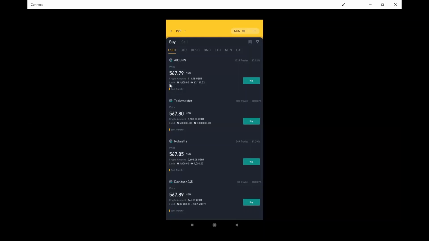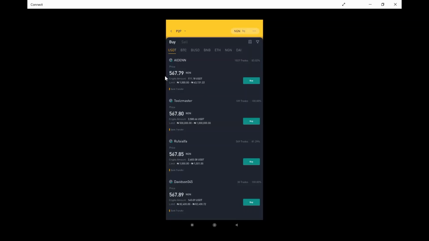Now, under there, we have what we call limit. The limit is Aiden's sell limit. What does that mean? With limit, you have a lower and an upper limit, the least and the highest. The lower limit is 1,000 naira, and the upper is 63,132 or 63,131 naira 22 kobo.